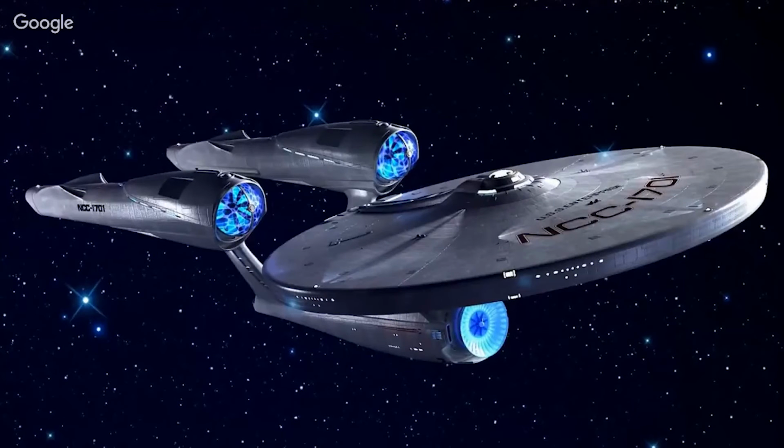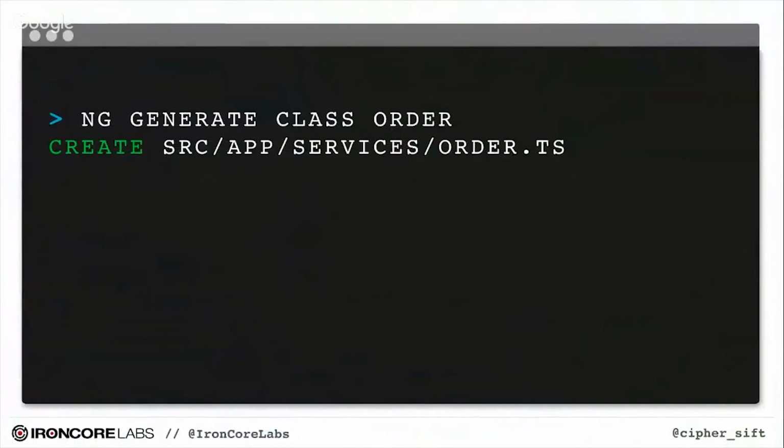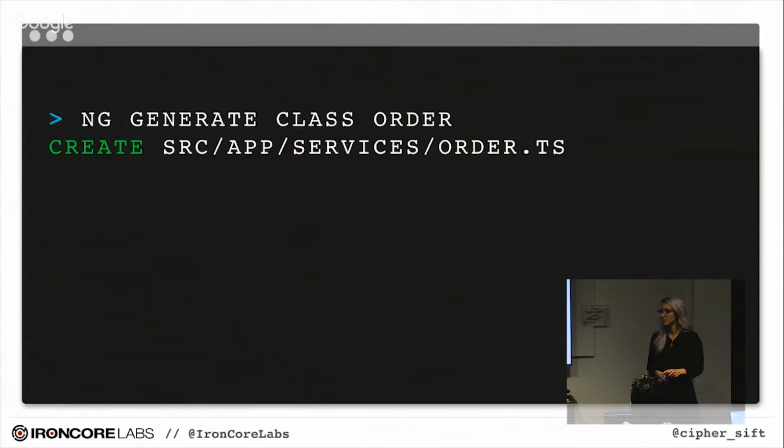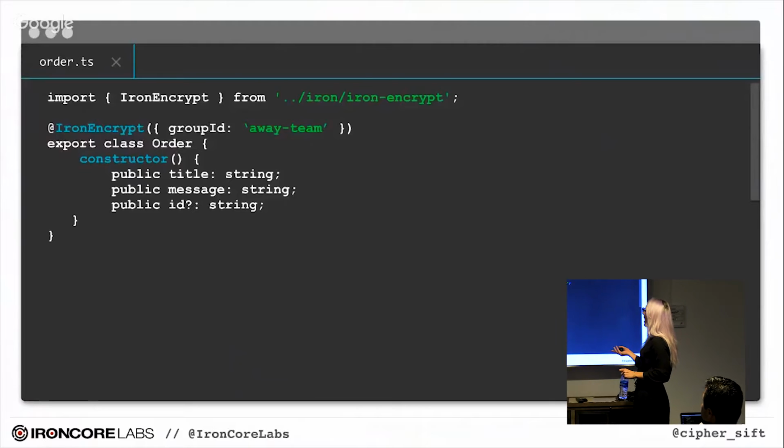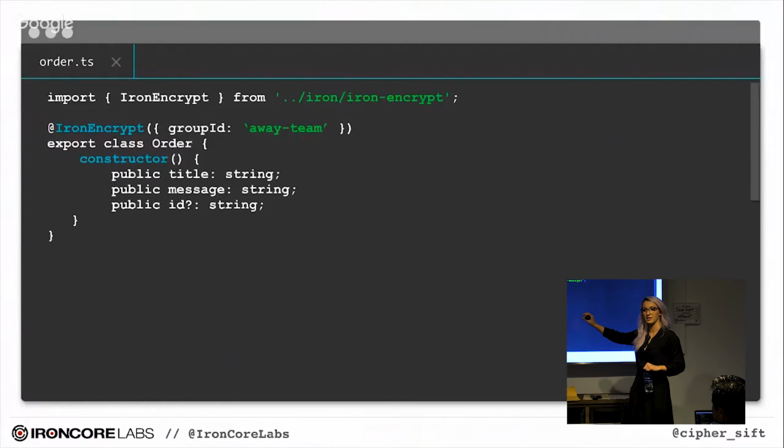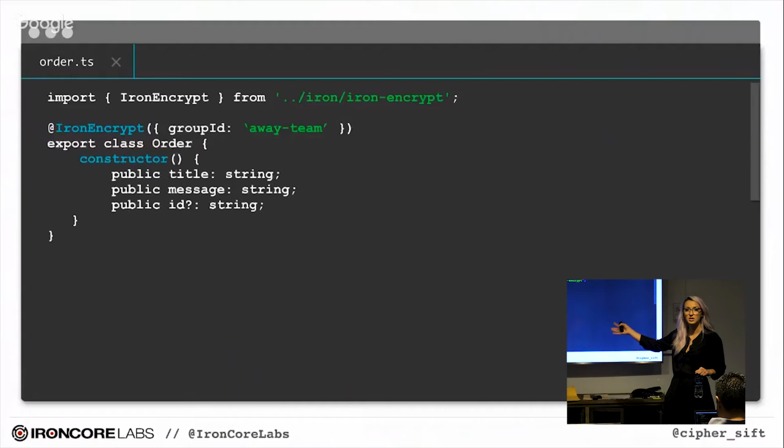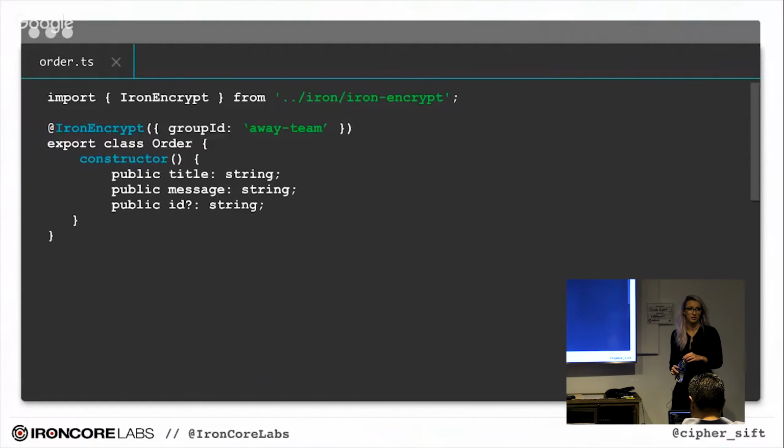So, in order to implement this into our application, the first thing we're going to do is create an order class, right? Super simple. This is just what we're basically defining as our message. And we are going to decorate that message with our IronCore decorator here. Now, you don't need to worry about what this actually does right now, but I will be coming back to it. Okay? It just has a title, a message, and an ID.